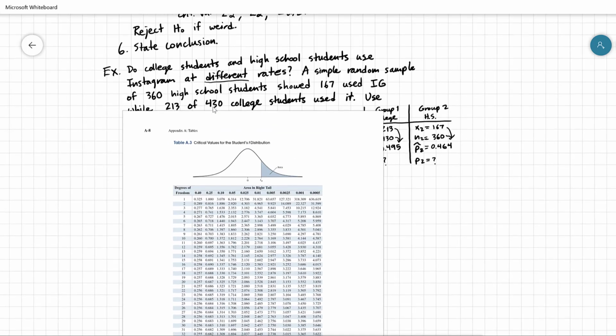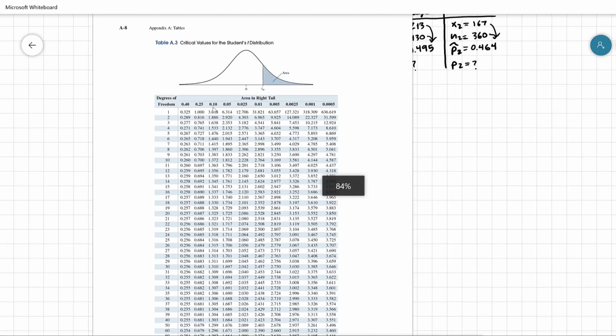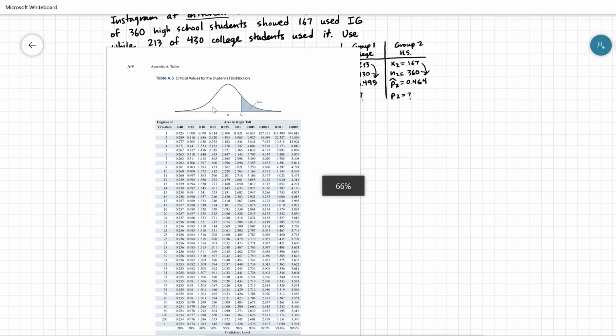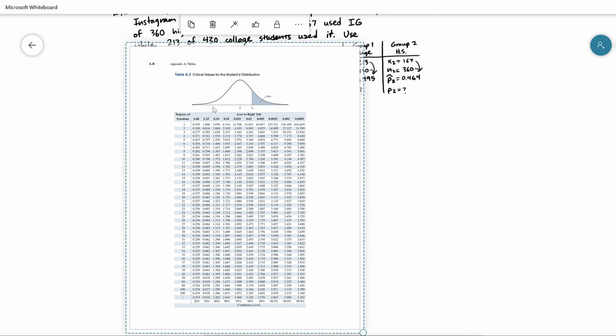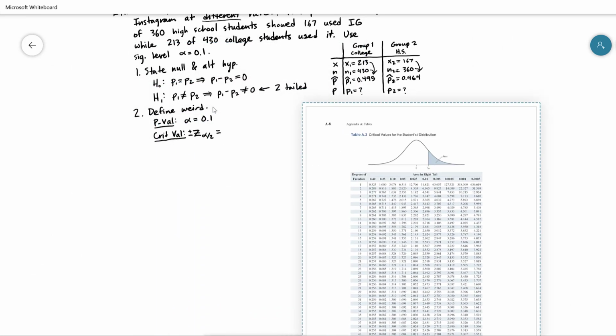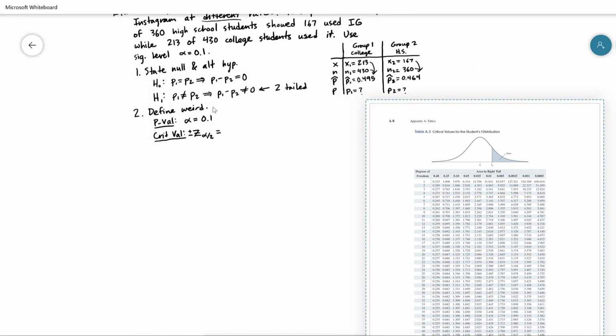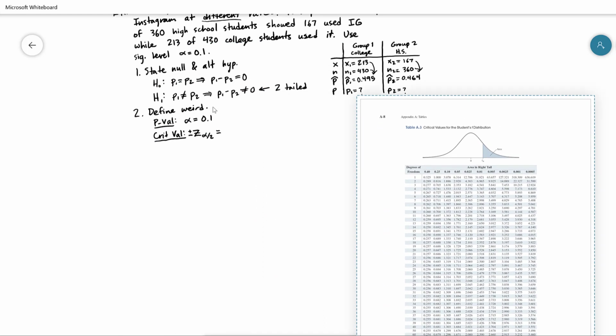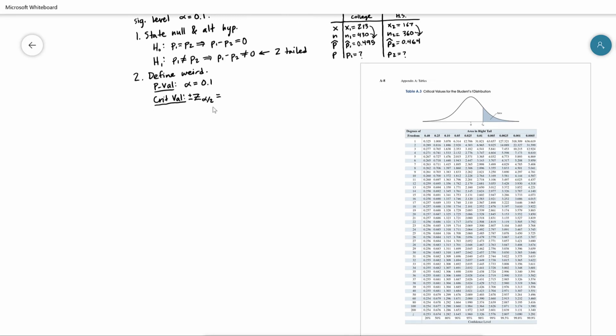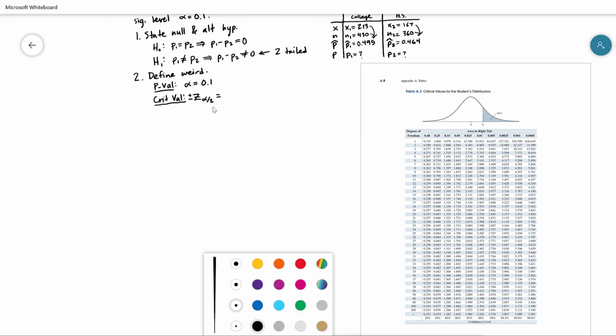So let me draw the picture to make this a little bit more clear. Let me first zoom out and move this table a little bit. Let's move it over here to the edge. We'll come look at it in a minute. But here's our picture that we've got. Let me draw it over here. So here's our picture.